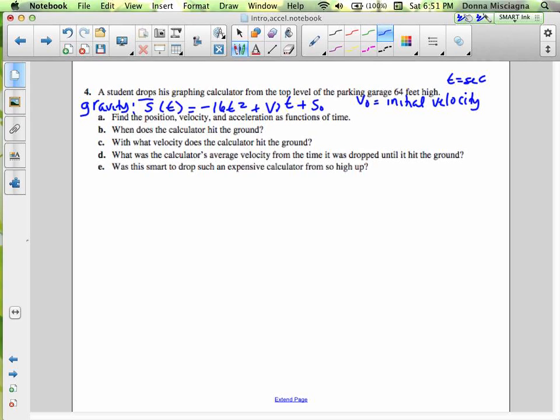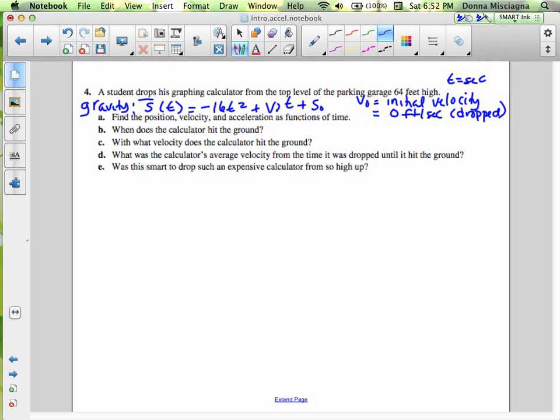He drops the graphing calculator. If you're dropping something, you're just holding it in your hand. How fast is it moving if you're holding it in your hand? So the initial velocity here, because it's dropped, is 0 feet per second. You just dropped it.